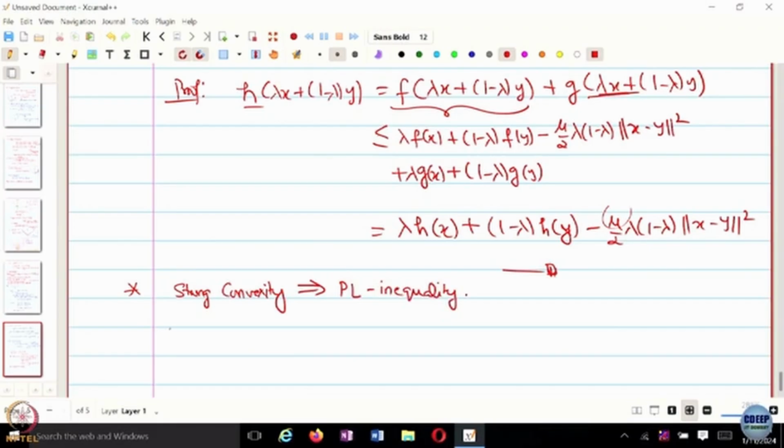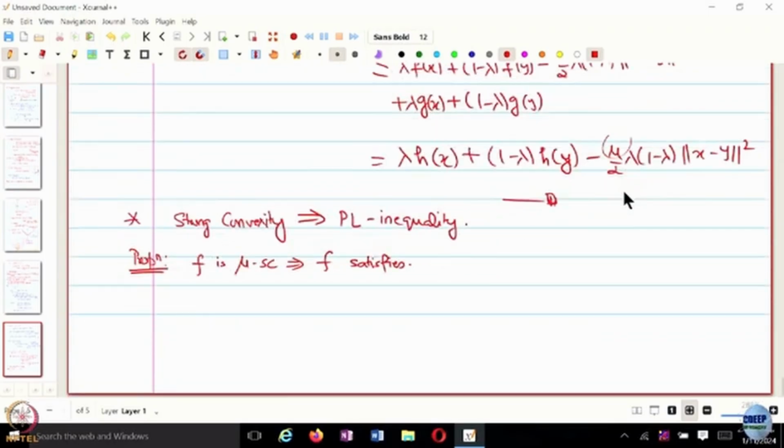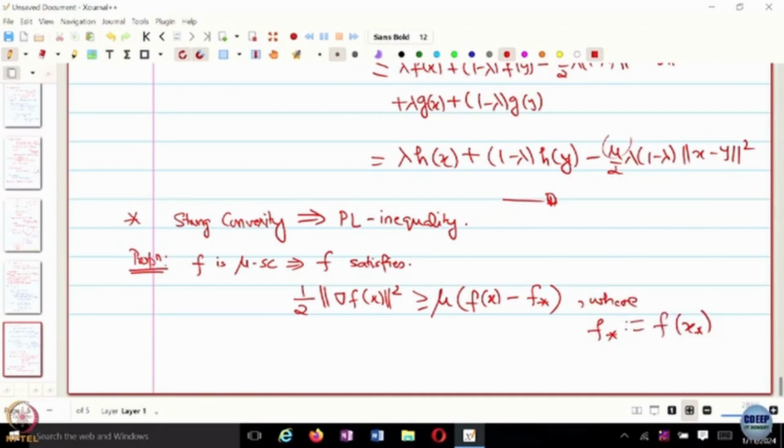Okay. So another proposition. We assume that f is mu strongly convex. This implies f satisfies the PL inequality, where f star is defined to be the optimal value, f of x star. Okay. So let's take a look at the proof.